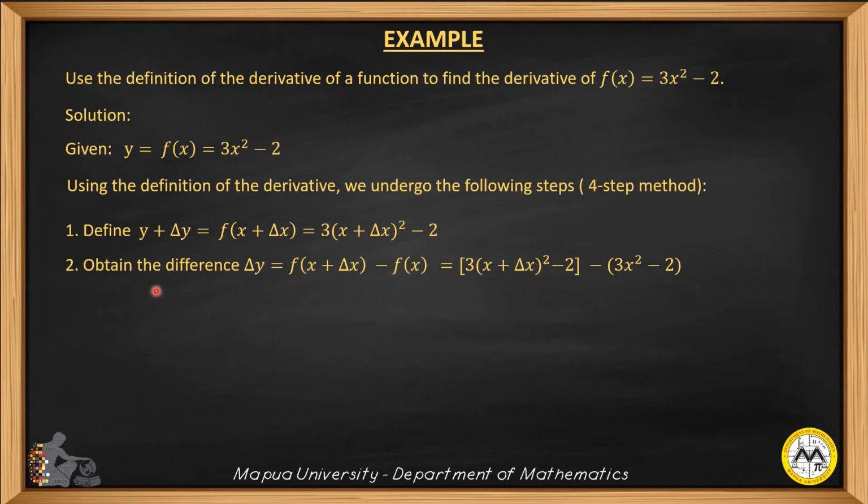Step 2 is to obtain the difference delta y, given by the difference between function f of x plus delta x and f of x. So that will be the difference between 3 times x plus delta x squared minus 2 and 3x squared minus 2. Now, before moving on to step 3, it is suggested that you simplify the expression obtained in step 2.